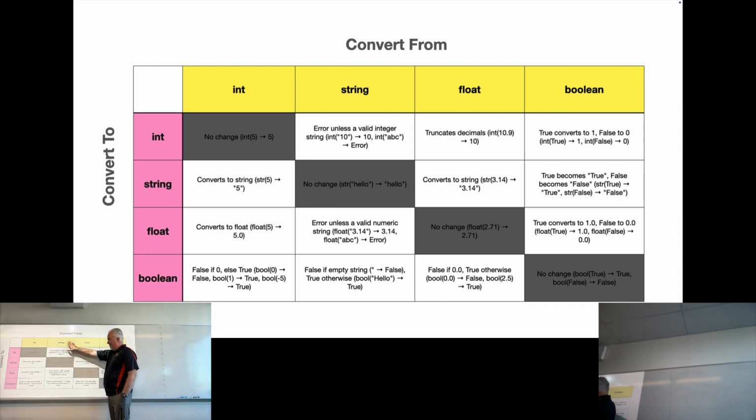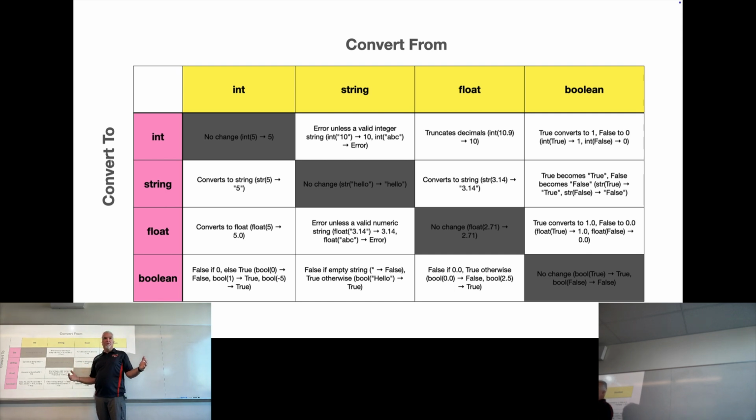So if I take a string and convert it to an int, it has to be a valid integer or else it's going to give you an error. Okay, same thing with string and a float. It has to be a valid float or you're going to get an error. Now, if I give an empty string, like two quotes with nothing in between them, then Boolean false. Otherwise, anything else is true.